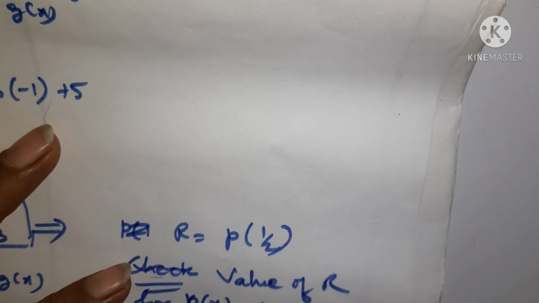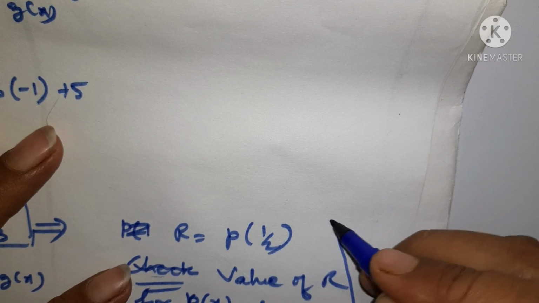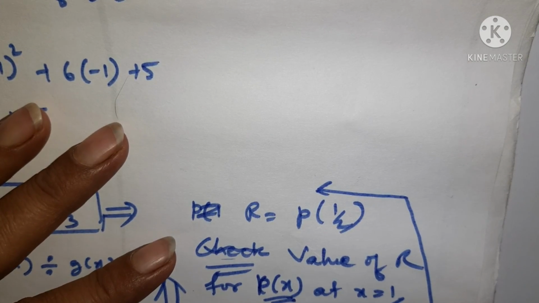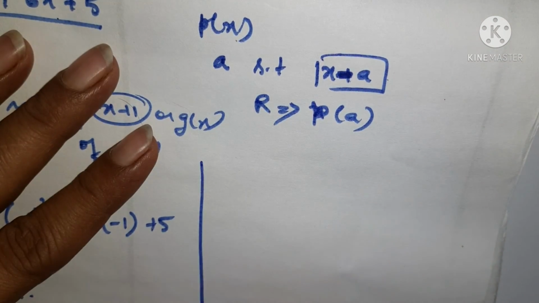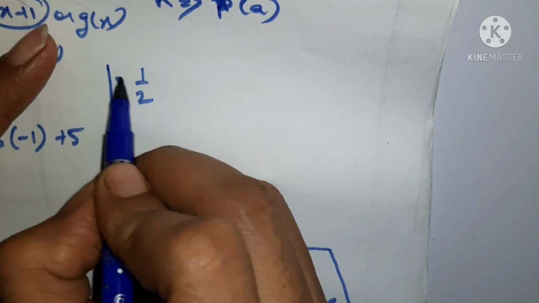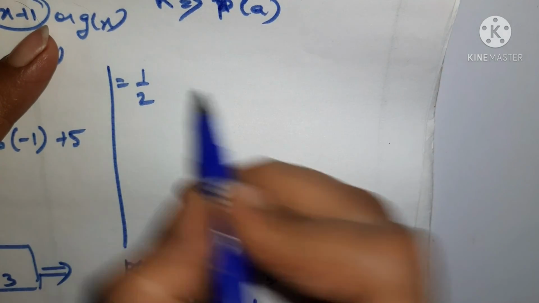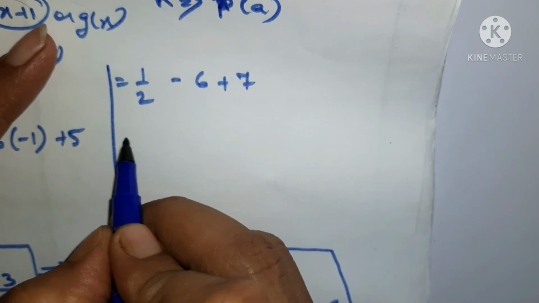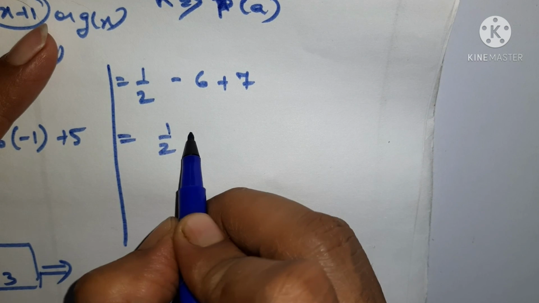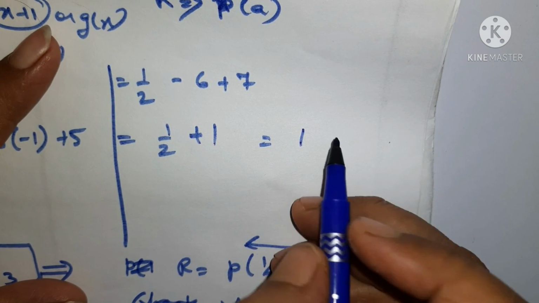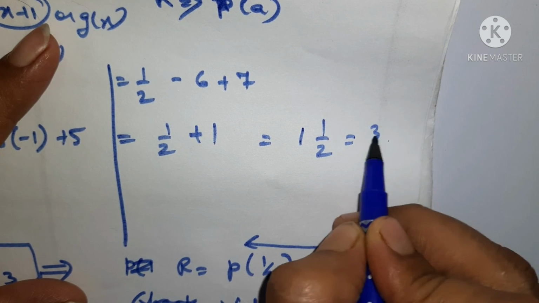Let me do it here, so that it will not move away from here. So it is equal to half, and minus 3 will give you minus 6 plus 7. Further it will give you half plus 1. So you will get the answer as 1.5 or 3 by 2.